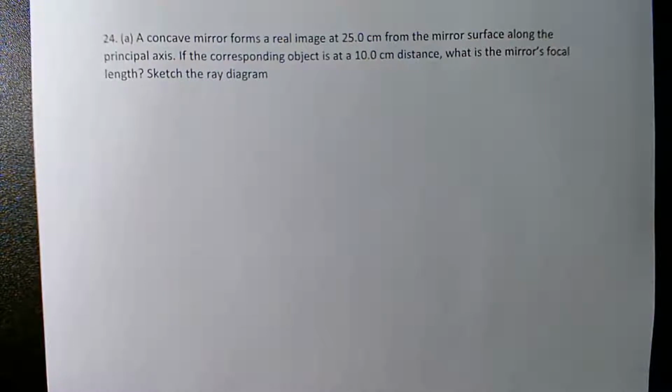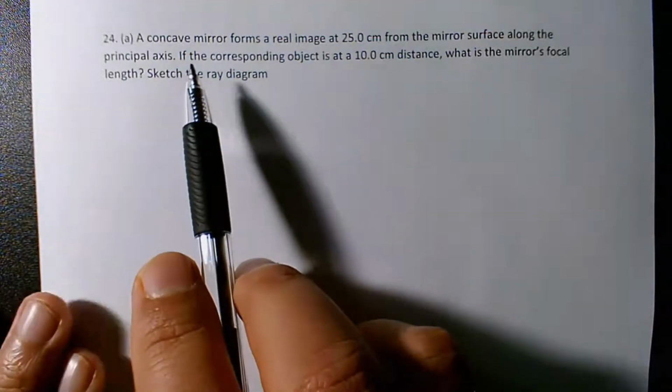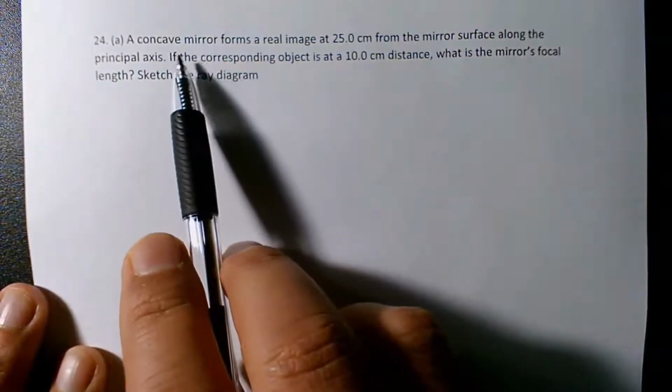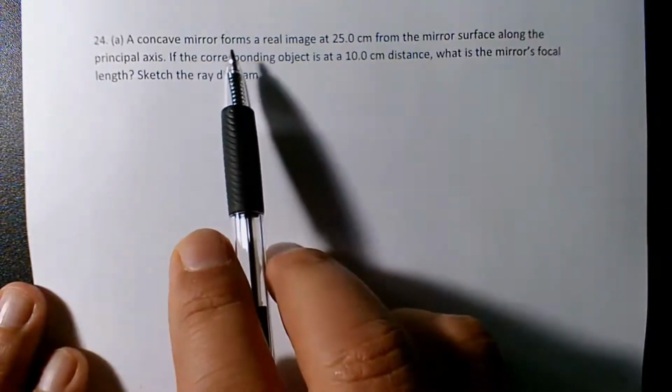So these are some problems on spherical or curved mirrors, the image formation by curved mirrors. So here's the first problem. It says a concave mirror. Concave mirror means it's a converging mirror, right?